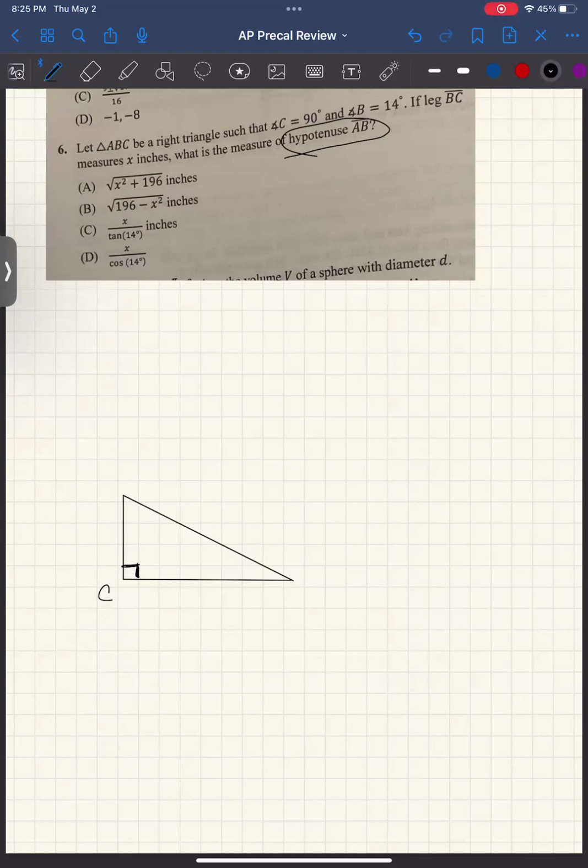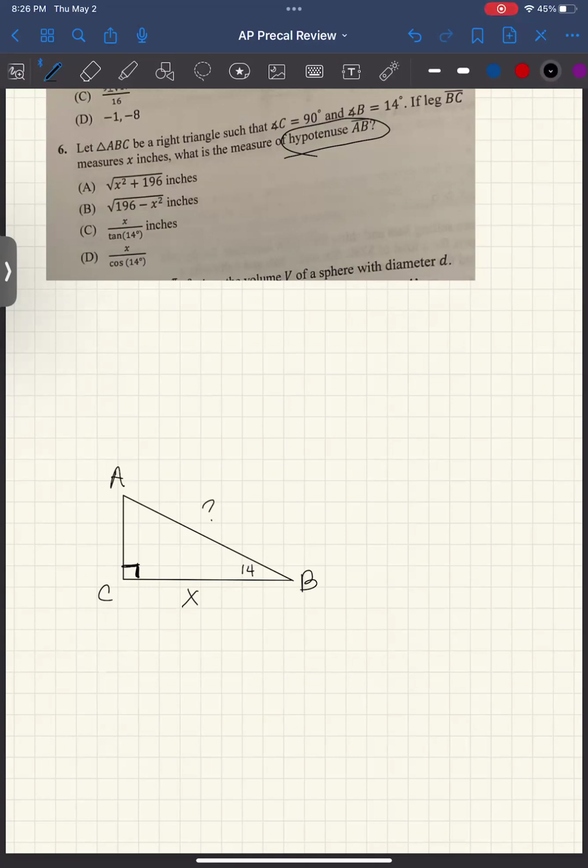Right? So I'm going to call this one B. I'm going to call this one A. B is going to be my 14 degrees. And then they tell me leg BC measures x inches. And then they're saying, what's the hypotenuse?